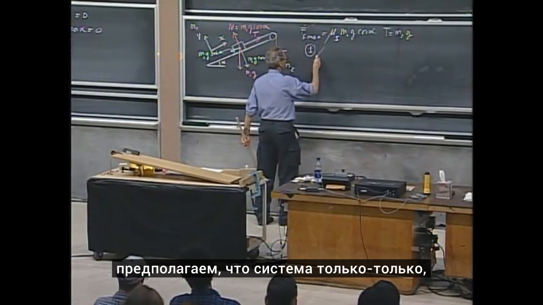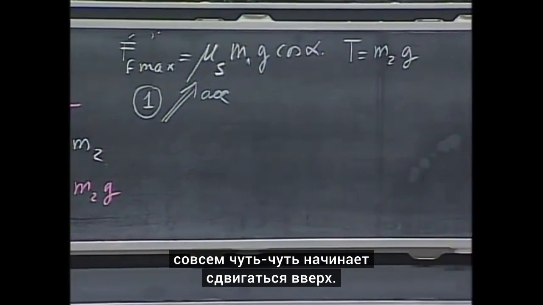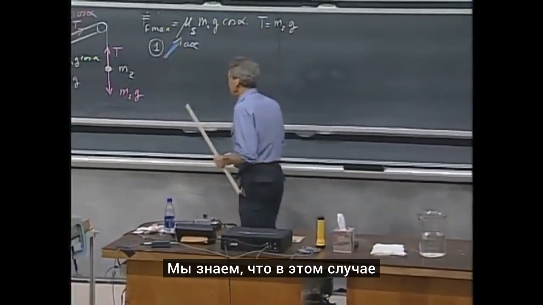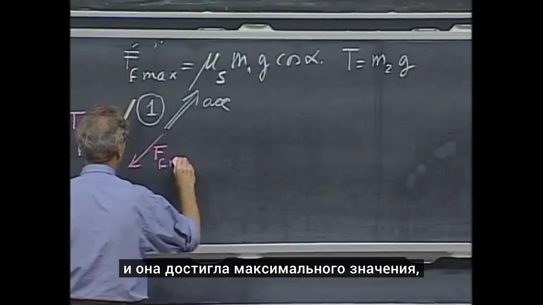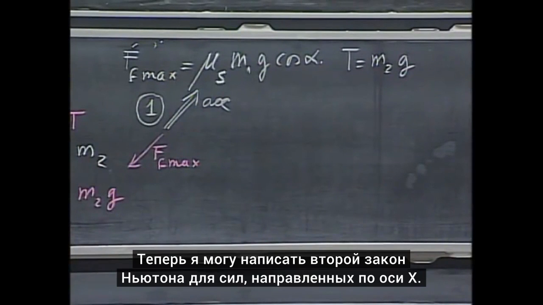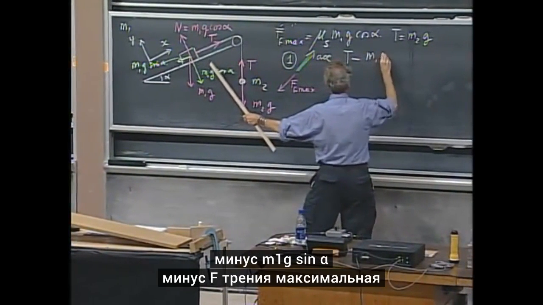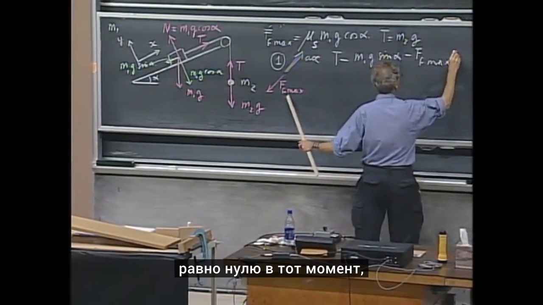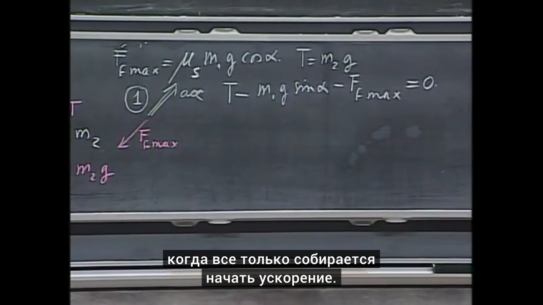My first option is that I make the assumption that the system is just about to start accelerating upwards. It isn't doing it yet. It is just about to do that. If that's the case, then I know that the frictional force will be in this direction, and it will have reached the maximum value with the static friction coefficient. Now I can write down Newton's second law in the x direction. T, which is in the positive direction, minus m1g sine alpha, minus f max. That now has to be 0, just at the moment that it is just about to change its mind and start accelerating.